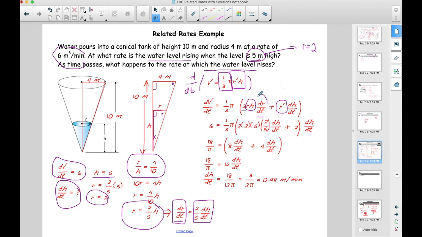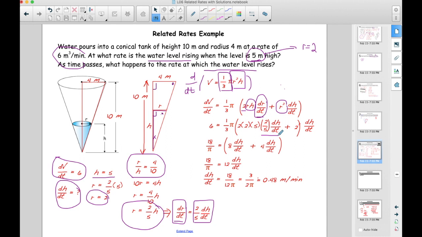Now, I did say we were going to have a problem for dr/dt, right? Because they didn't tell us what dr/dt was. But by working in this similar triangle, I was able to find a relationship between r and h, and I took the derivative of that, and I now know that dr/dt is 2/5 dh/dt. So I plugged in for dr/dt 2/5 dh/dt.